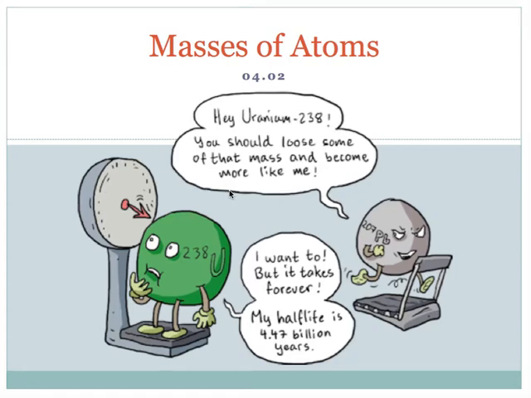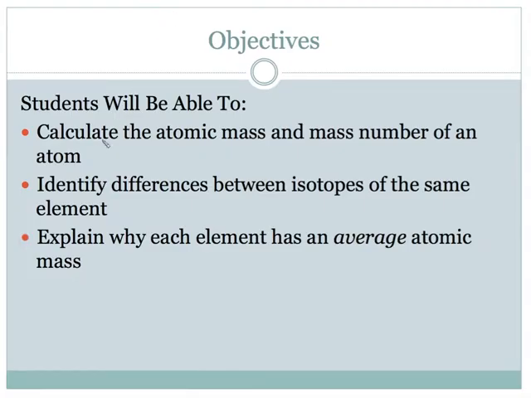Hello, and thank you for joining me for today's lesson on masses of atoms and atomic mass calculations. So my goal for this lesson is that at the end of this, you will be able to calculate the atomic mass and the mass number of an atom. You'll be able to identify differences between isotopes of the same element, and you'll be able to explain why each element has an average atomic mass and not just an atomic mass. Why we need that average.